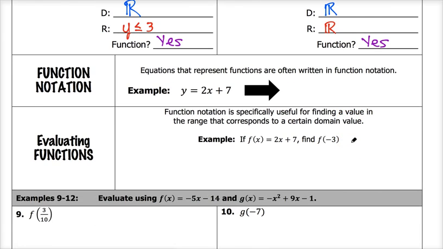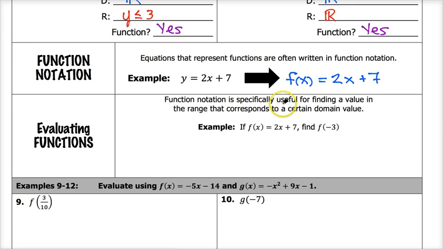Okay, moving on to function notation. Function notation is simply a different way to write equations. Equations that represent functions are often written using this function notation form, and all it involves is replacing that variable y with the symbol f of x. So again, if you see equations in this format, it means the same thing as y equals. It's just a way of saying that this is a function.